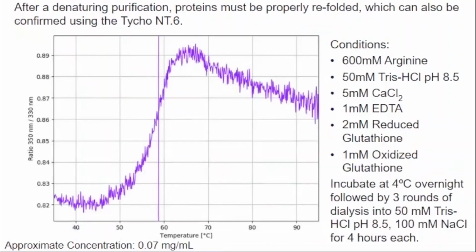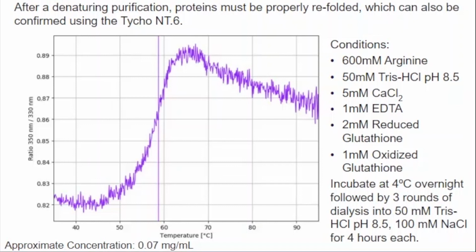So once we've refolded our protein, we dialyze it out of that condition into the buffer condition described on the right of the screen. I won't read all those compounds off, but basically we incubated our protein at 4 degrees overnight, and then 3 rounds of dialysis into that new buffer. And after all that was done, we took a sample from that protein and we ran on the Tycho.